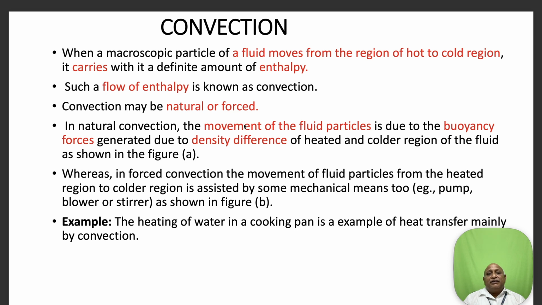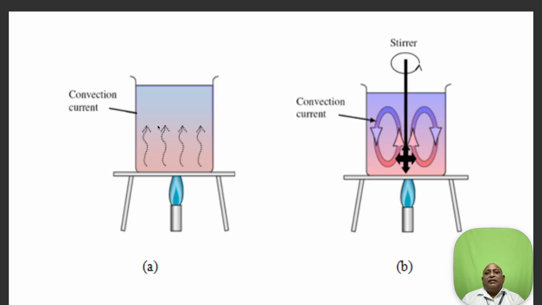In natural convection or free convection, the movement of the fluid particles is due to the buoyancy force generated due to the density difference of the heated and colder regions of the fluid. You can see here, consider a beaker consisting of water, heated. The beaker is made of a solid material. By conduction mode of heat transfer, the outer surface of the beaker gets heated. From there, the heat moves to the water which is placed inside the beaker.